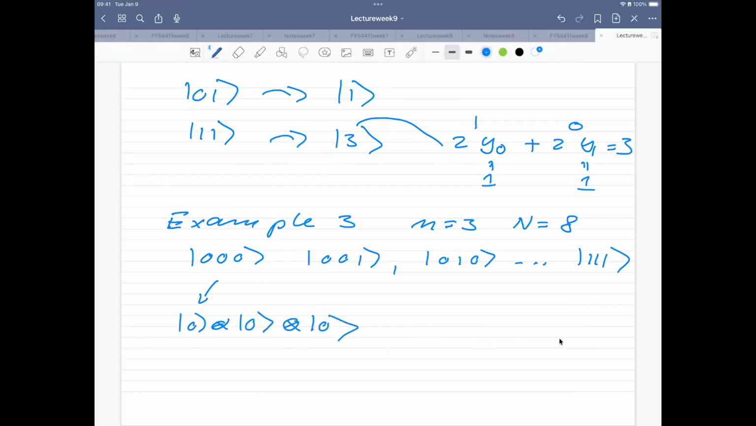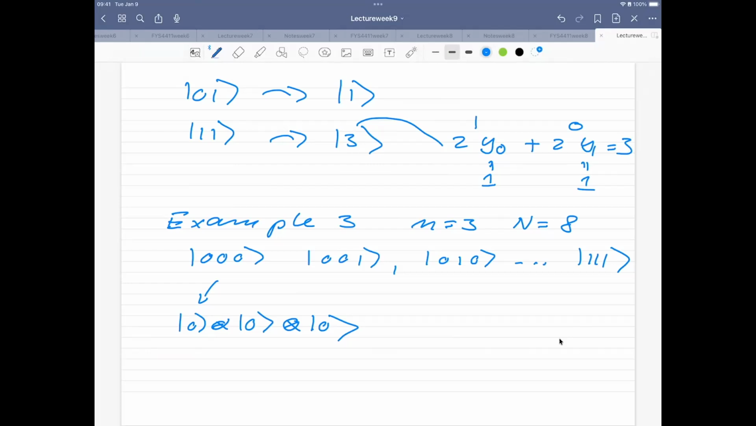So the reason why I'm doing this is that we are going to rewrite the Fourier transform as a set of tensor products in terms of the individual qubits. And that means that the Fourier transforms are just going to be given by different rotation matrices applied to each single qubit.